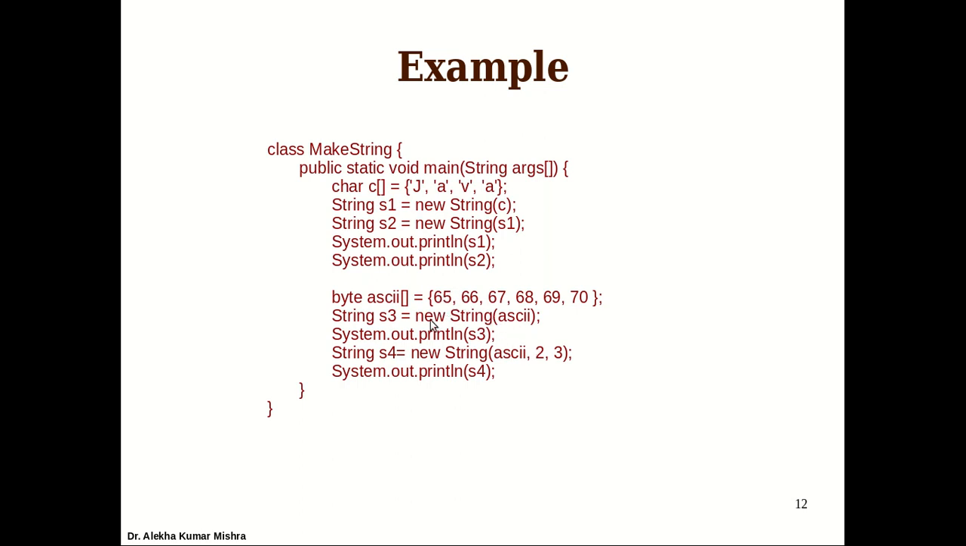Okay, ASCII format in the string. So 65 is probably capital A, 66 is a capital B, so A, B, C, D, in that way. So we are printing here, right?